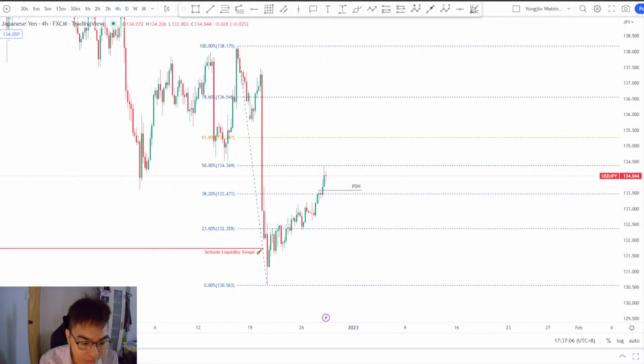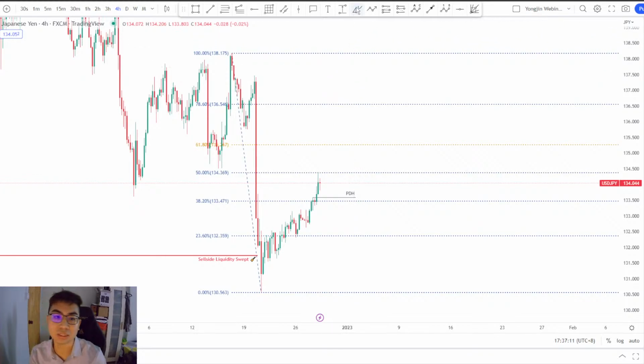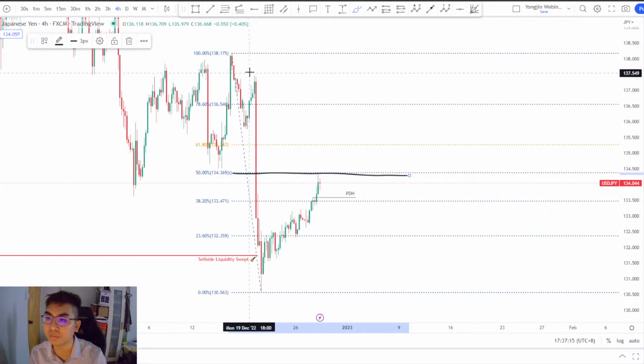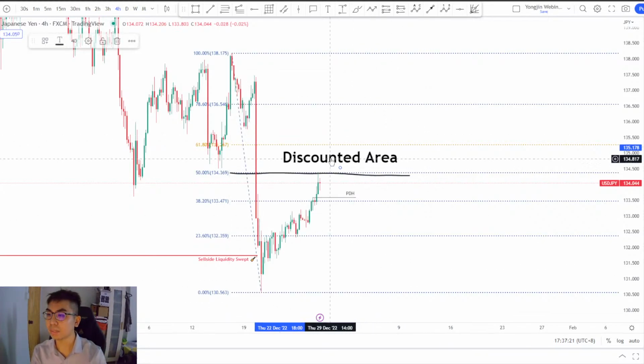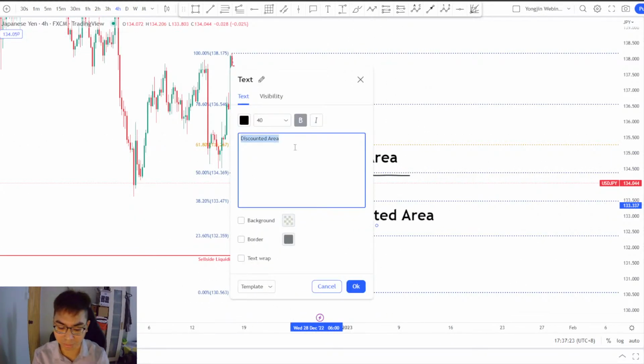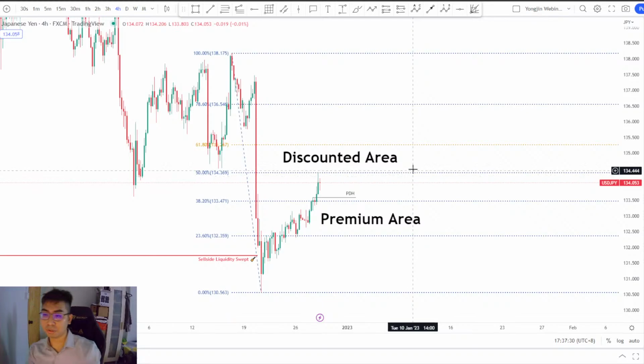Hello, Ama Jamil. So price actually just went into the discounted area. On smart money concepts, anything above the 50% area is a discounted area. Anything below, it's a premium area.